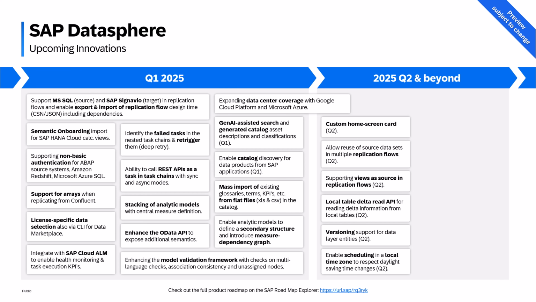On the replication flow side, two interesting plans here. On the one hand side, adding source data sets which can be used in multiple replication flows then, as well as supporting views as a source in replication flows. Also great new functionality we plan there, as well as the local table delta read API, so that you can read local tables or the delta information from local tables there via the API.